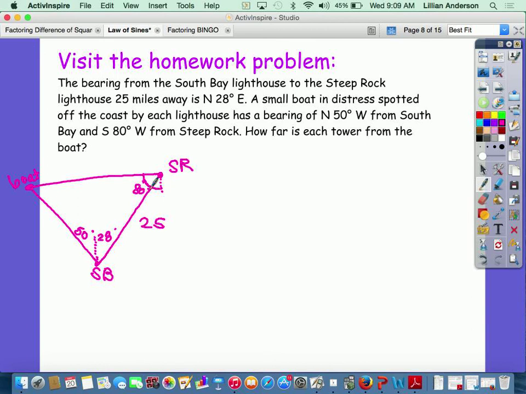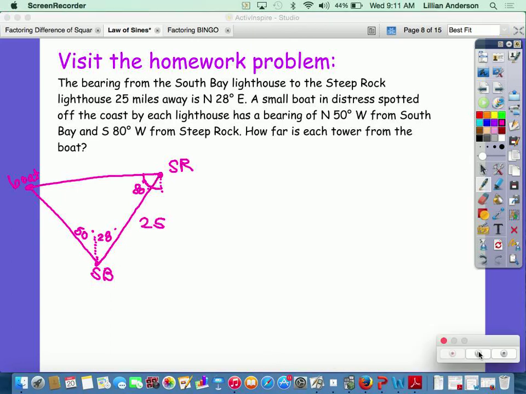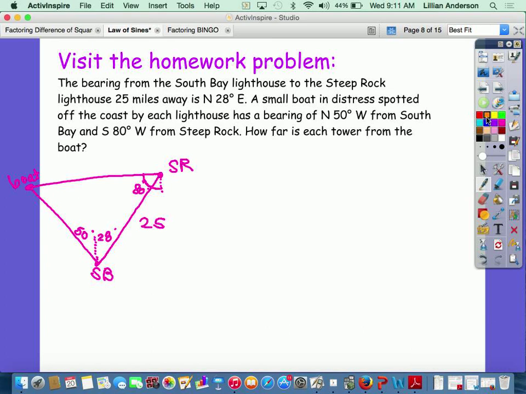How far is each tower from the boat? That's what it says. So this is how your picture should have been set up. Now realize that this angle inside the triangle is not 80 degrees. We have to figure out what angle it actually is.